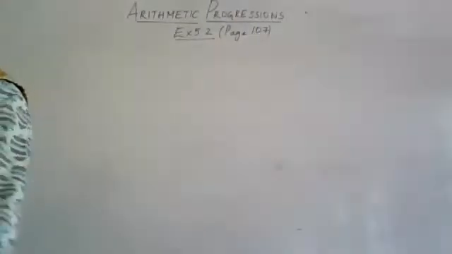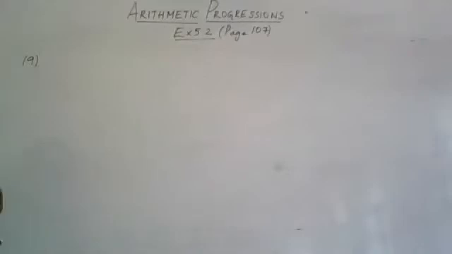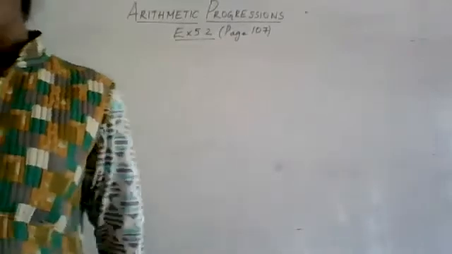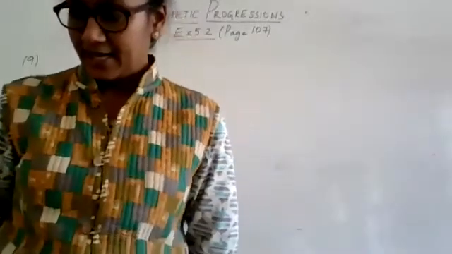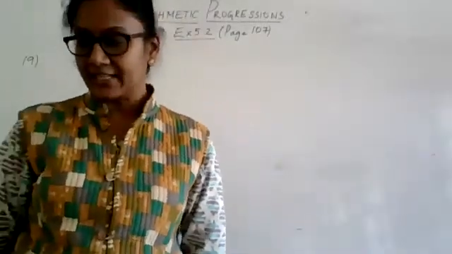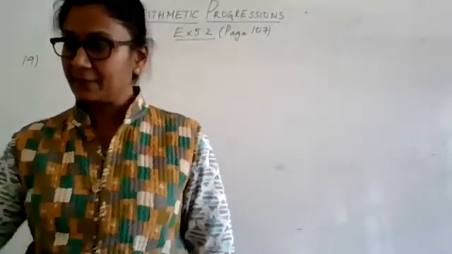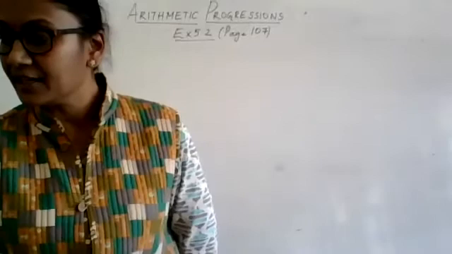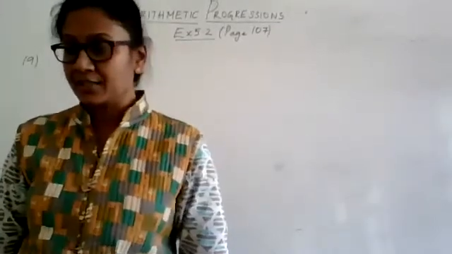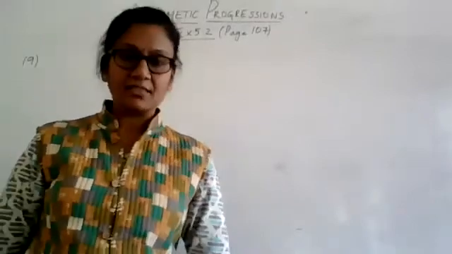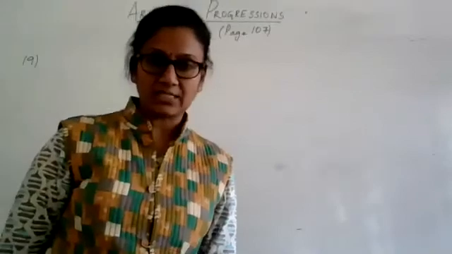Right, we are now at problem number 19. Let me read the problem. Subba Rao started work in 1995 at an annual salary of rupees 5,000 and received an increment of rupees 200 every year. In which year did his income reach 7,000? So definitely the condition is leading us towards an AP.